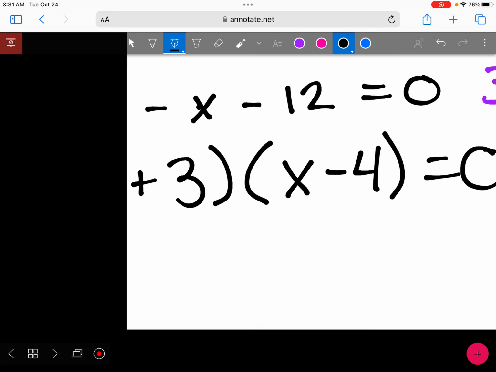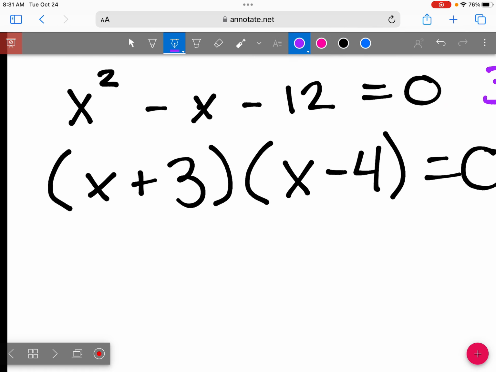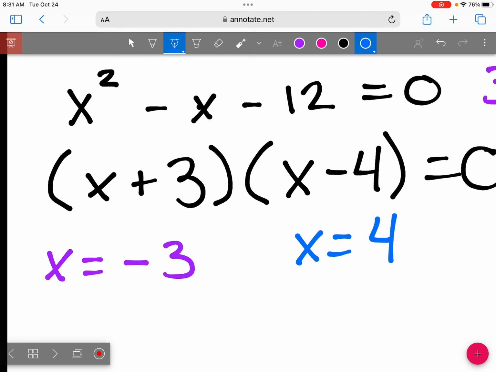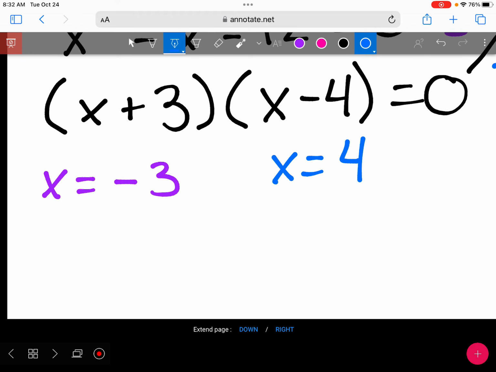So what are our solutions here? Yeah, x equals negative 3 and x equals positive 4. Those are my x values. Those are not my answers. To get my full answer, I need the point of intersection, or in this case, the points, because we have more than one.